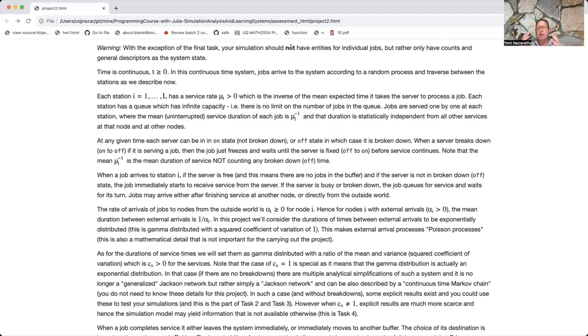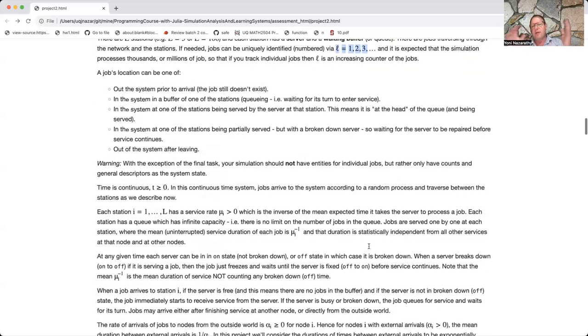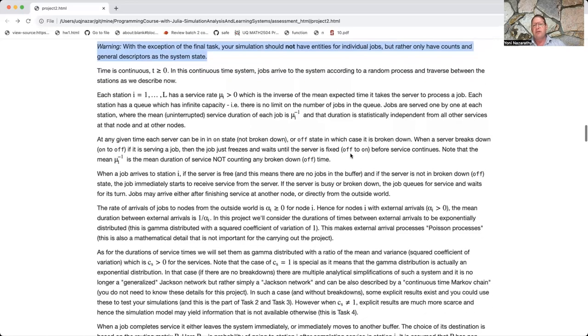So even though you think about the system as having individual jobs, your simulation state, when you capture the state of a certain node, does not have objects that mark individual customers, or individual jobs with L equals 1, 2, 3, etc. It only counts how many jobs are there, and it knows if the server is on or off, broken or not, and if a job is in service, how long it has left.